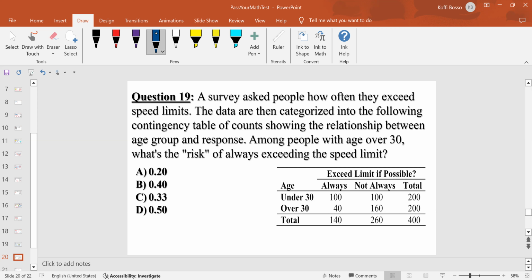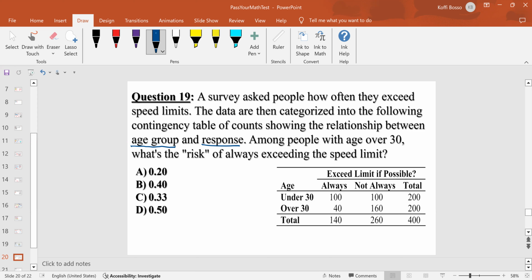It's not good to exceed the speed limit. It's not good. But because this is a problem, let's solve it. We have many key pieces of information here. Let's take it again. A survey asks people how often they exceed the speed limit. The data are then categorized into the following contingency table of counts, showing the relationship between age group and responses. Age group and the response.